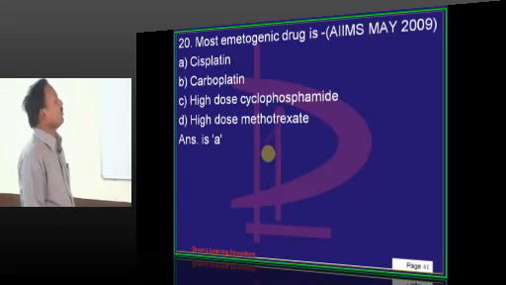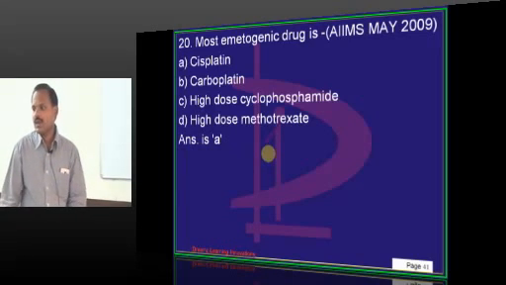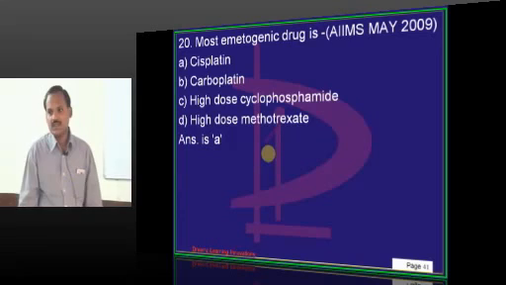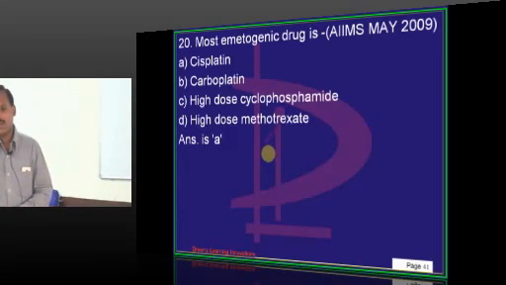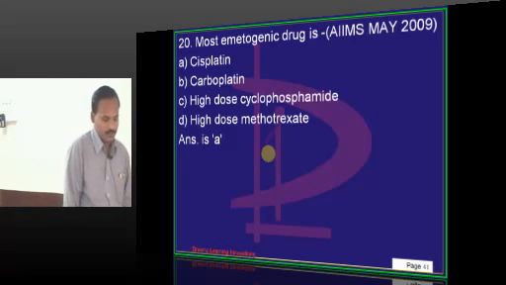Again, the most emetogenic drug, as we discussed, is cisplatin. Later come cyclophosphamide, ifosfamide, doxorubicin, daunorubicin, in that order. Cisplatin, cyclophosphamide, ifosfamide, doxorubicin, daunorubicin. Cisplatin is the most emetogenic.